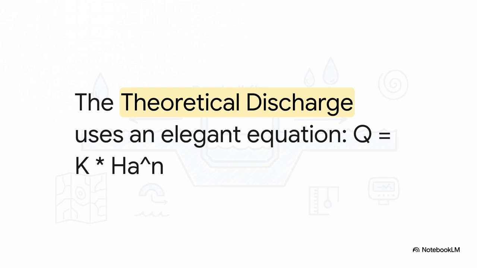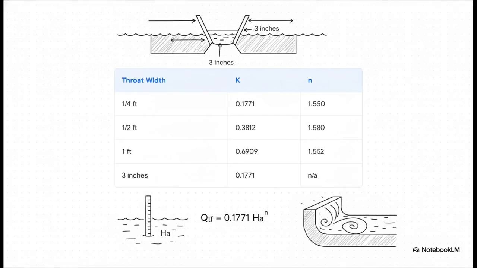But those K and n values are highly specific to your particular equipment. For example, notice how a throat width of a ½ foot has a totally different K and n than a 1-foot flume. In our standard 3-inch laboratory setting, we just use a set formula for theoretical free-flow discharge. Q sub Tf equals 0.1771 times HA raised to the n.